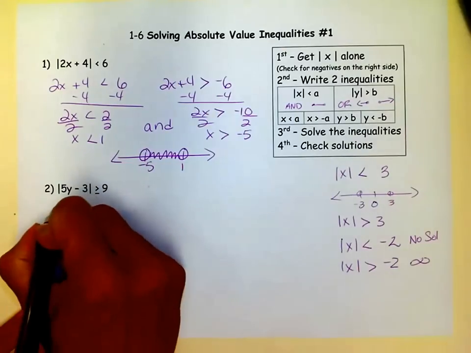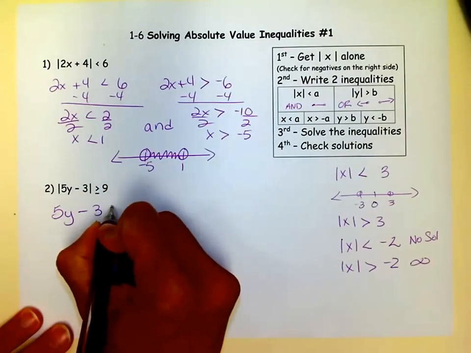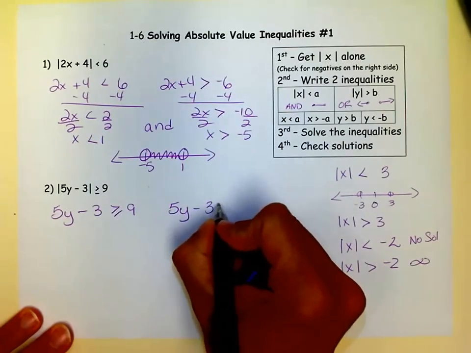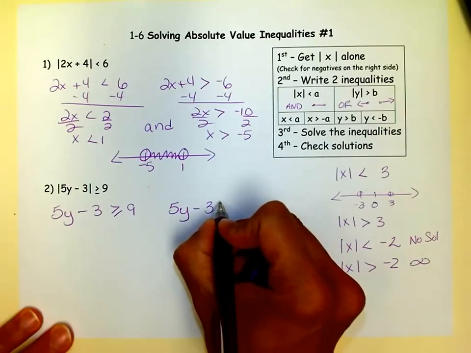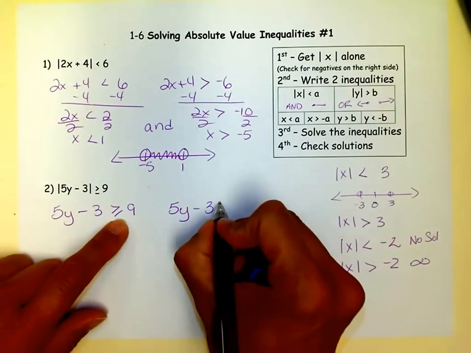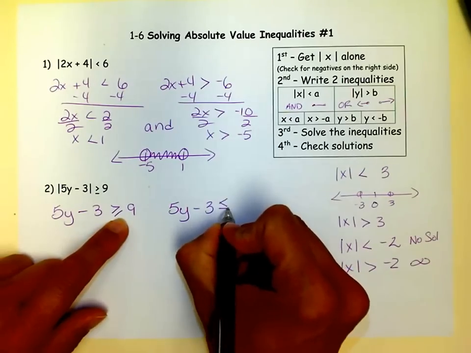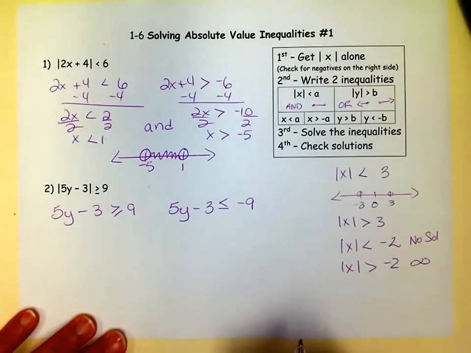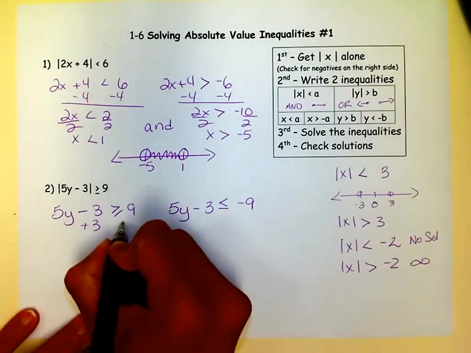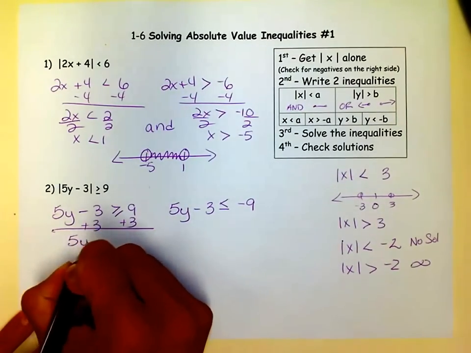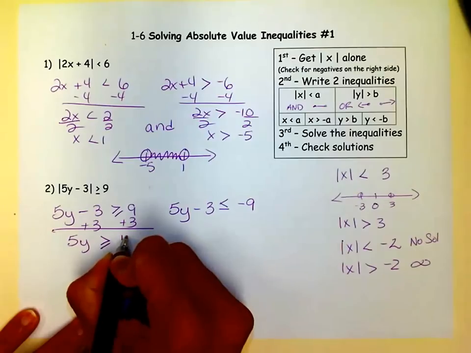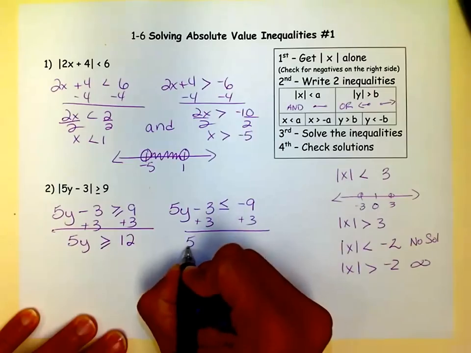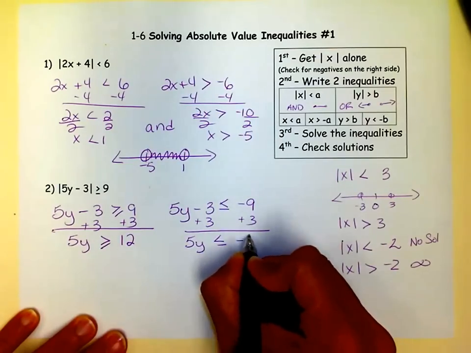On to the next one, our two inequalities. The first one is the same except without the absolute value sign. And for the next one, we just switch the sign and the right sign, S-I-G-N. Let's see, so we go from greater than to less than, and then we switch it to the opposite, -9. Okay, so now we're going to add 3 to both sides. 5y is greater than or equal to 12. And over here, when we add 3 to both sides, we get 5y is less than or equal to -6.